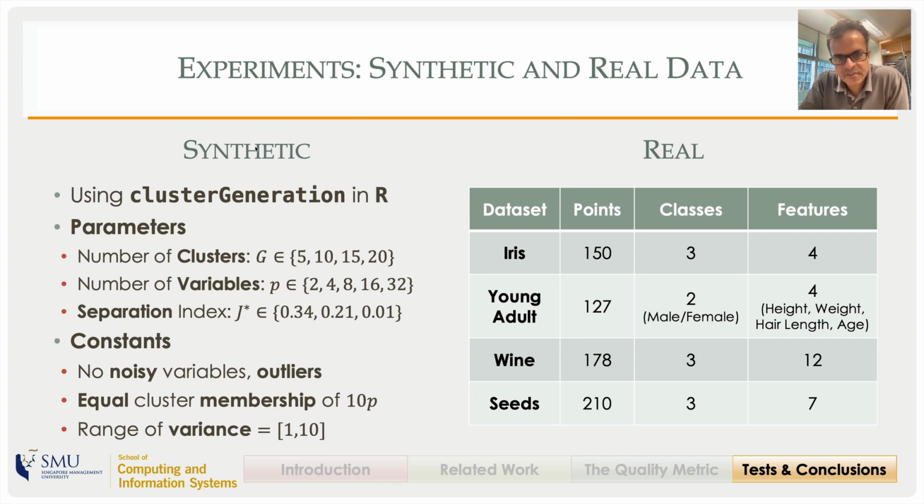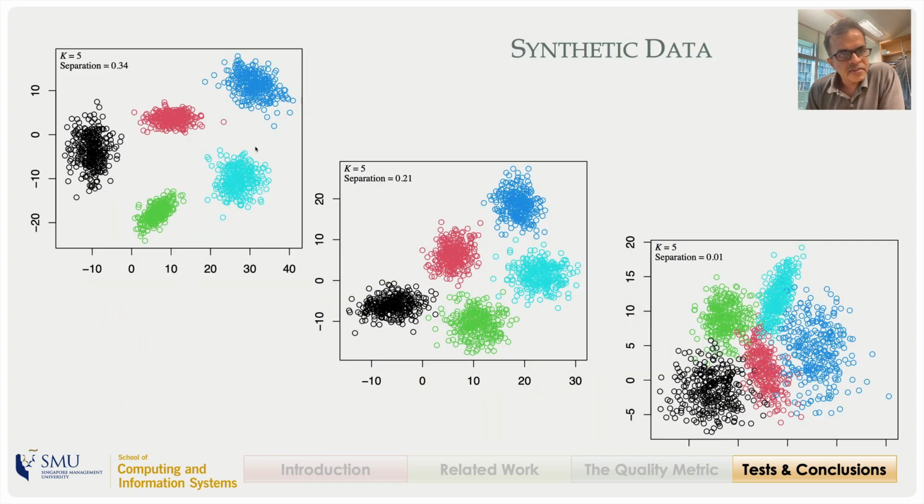Age also is an interesting feature in Singapore because boys tend to have done their military service and therefore they're slightly older than girls in our classes. To illustrate the J star, the separation index in synthetic data, if you set it to high, like 34%, you get well separated clusters, and if you set it to 0.01, 1%, then it is realistic kind of clusters.